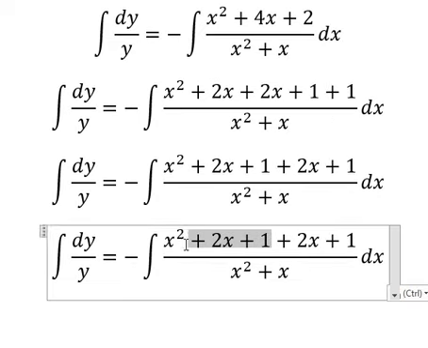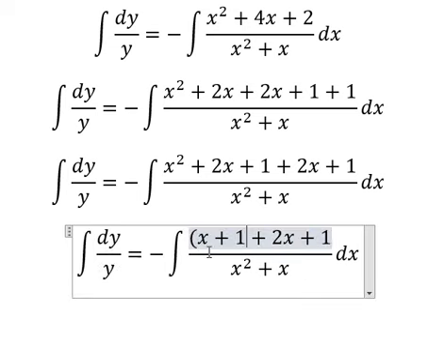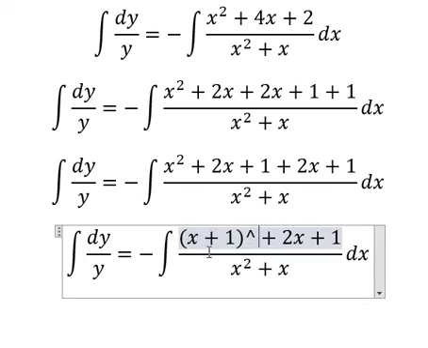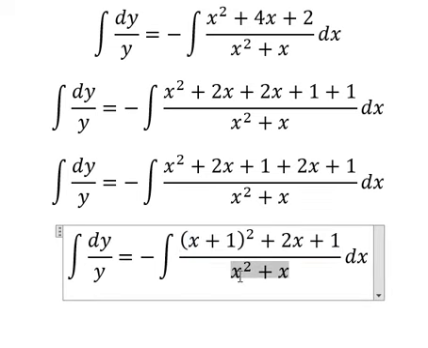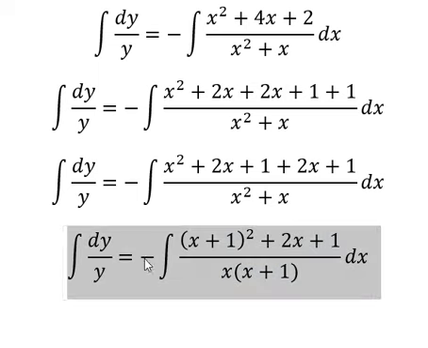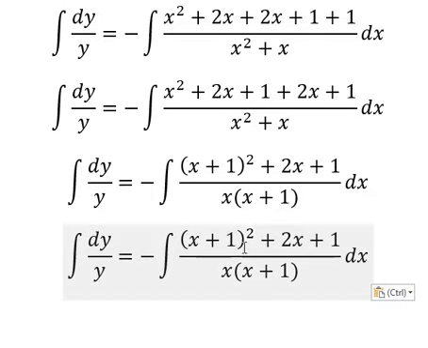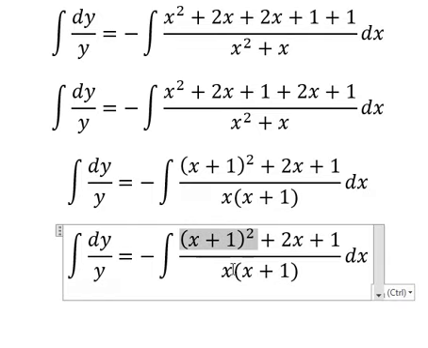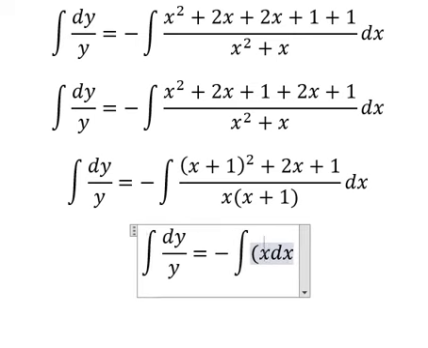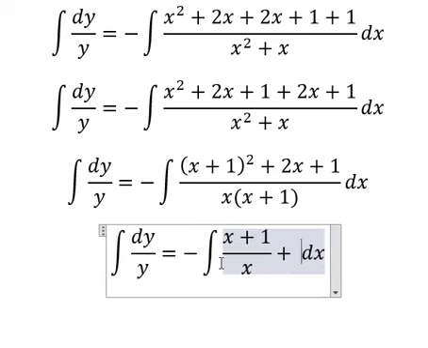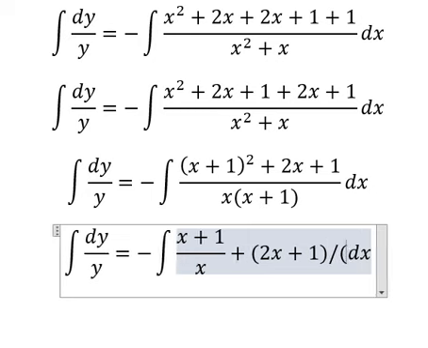This one is about identities. So we have x plus 1 everything to the power of 2. This one we can do factorization and we have like this. So this one divided by this one, we have x plus 1 over x. And this one I will put like this.